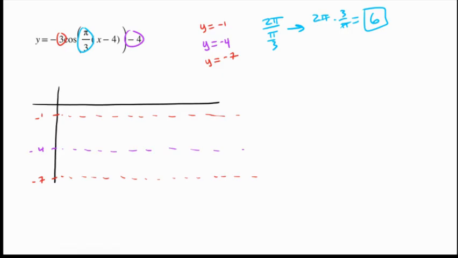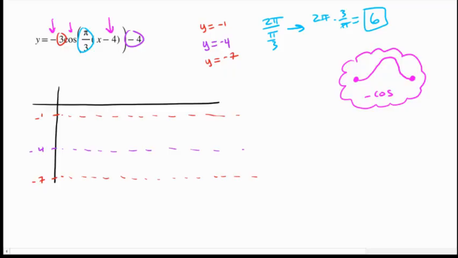And the last things that I have to look at are, first of all, that this is a negative cosine function, which tells me that I'm going to start at the minimum and end at the minimum, because that's the general shape of a negative cosine graph. And then lastly, my h value here is 4. So when I start my function, I'm going to call this 4. And so that's going to give me my first point here.